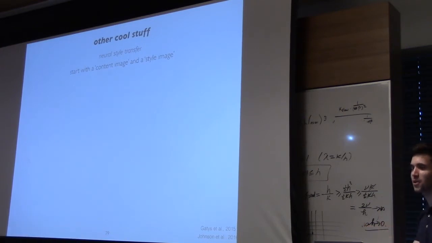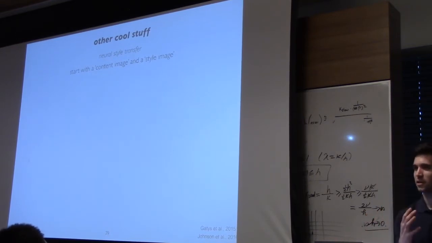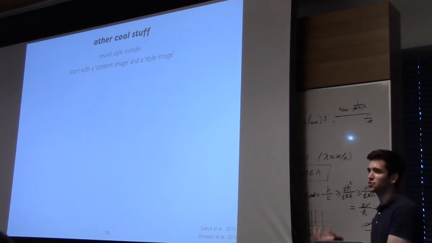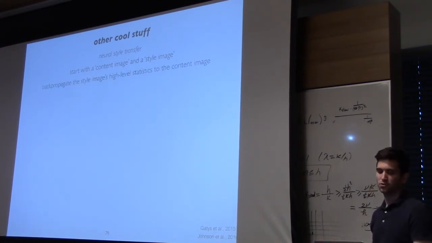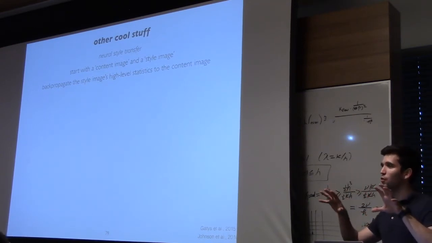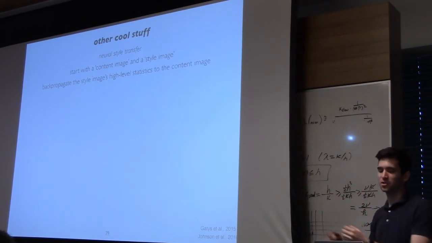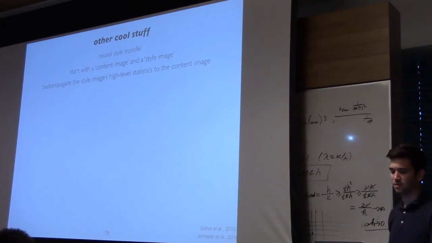Another thing, you may have already seen this, but has anyone heard of neural style transfer? A couple people have. You start with two images. One image contains the content of the image you eventually want, and another image conveys the style. You want to take the style of the style image and transfer that over to the content image and get out a new image that has both style and content.